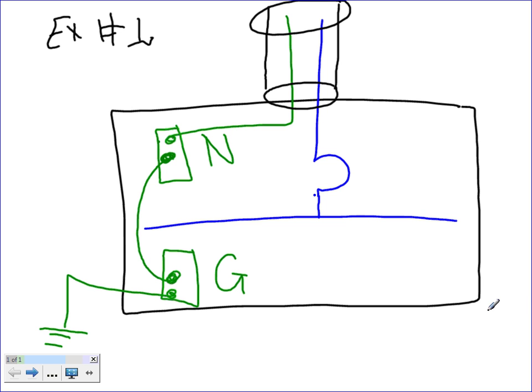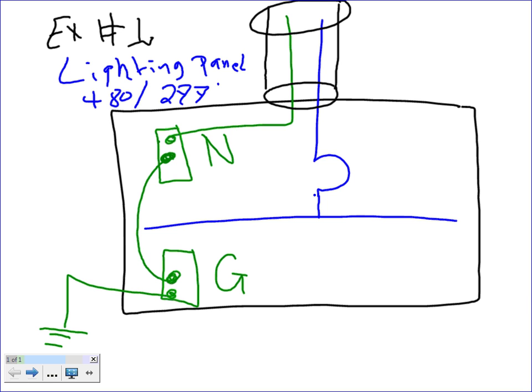I'm going to start by telling you the following, guys. This is actually a lighting panel, and the voltage is 480/277 volt. So that's given. The second thing that's given is the load. The load in this panel, I'm giving you a load of 150 kVA.